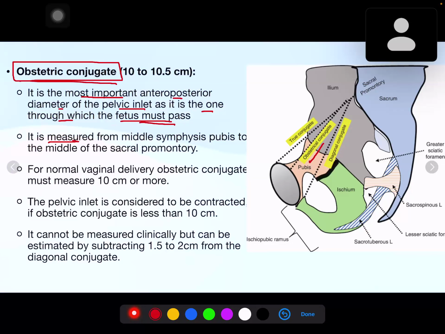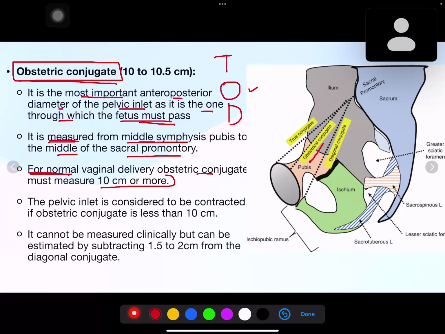Now, how is it measured? From the middle of the symphysis pubis. Okay, you remember TOD. So obstetric would be the middle of the symphysis pubis, and again the sacral promontory. Okay, now what should this obstetric conjugate be? For normal delivery, it must measure 10 centimeters or more. Okay, so we remember O and 10.